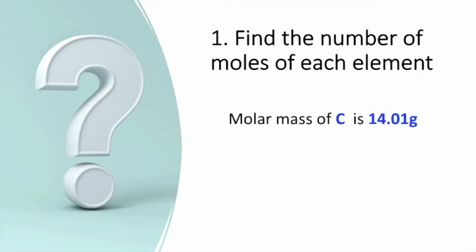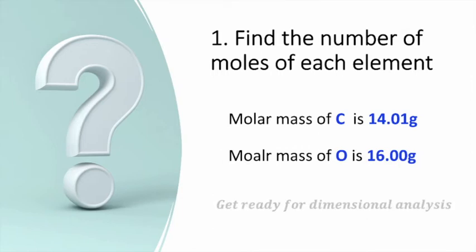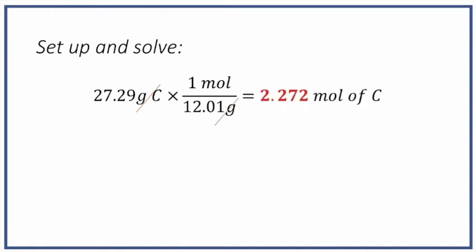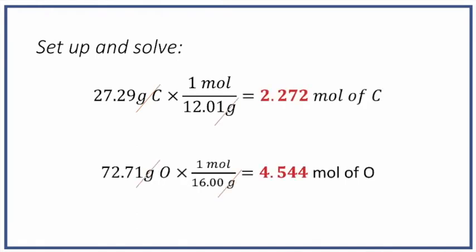In order to find the empirical formula, the first thing we're going to do is use our molar mass and dimensional analysis to find the number of moles we have of each element. Convert to moles, always the first step in an empirical formula problem. Once we do this, we see that we have 2.272 moles of carbon, 4.544 moles of oxygen. We have the smallest number of moles of carbon, so that's going to be in our denominator.